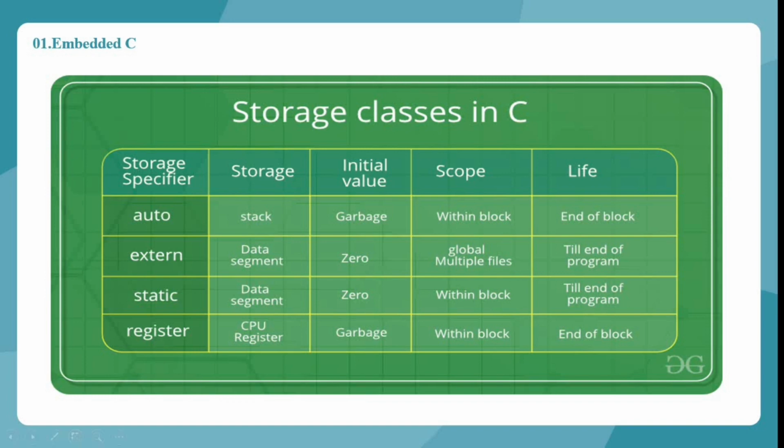These are the storage locations of these storage classes, their initial values, scope, and lifetime. The extern keyword can be used within the program and outside the program, and it can be accessed outside the files also. And auto, static, and register have scope within the block only.